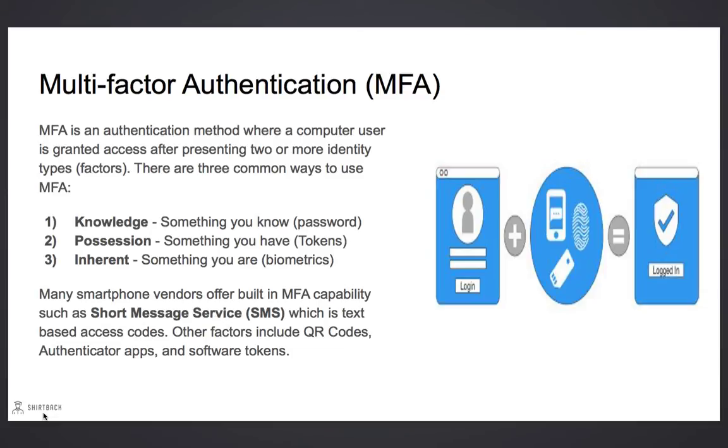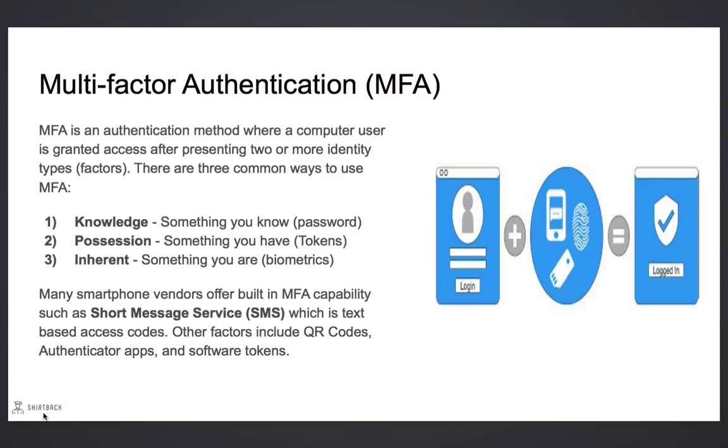Multi-factor authentication is a method where a computer user is granted access after presenting 2 or more identity types. We call each type a factor. There are 3 common ways to use multi-factor authentication: knowledge, possession, and inherence. Knowledge is something you know, such as a password. Possession would be something that you have, such as an access token. Inherence is something that you are, biometrics, such as a fingerprint.